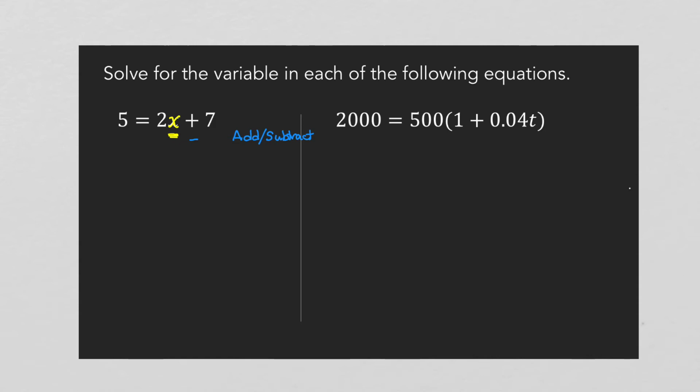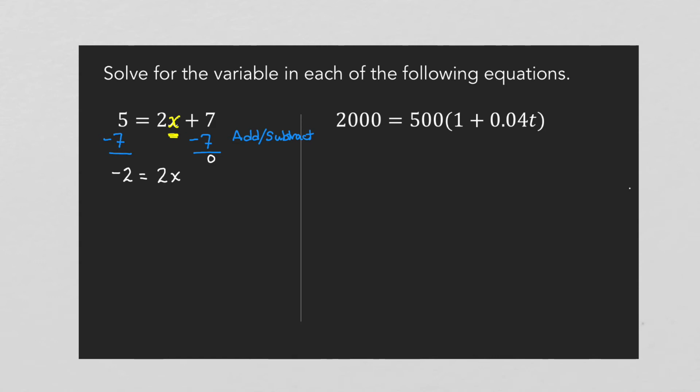That being said, if I have 7 being added, in order to get rid of it so that I can isolate x, I want to subtract 7 from both sides of that equation. On the left side, it gives me 5 minus 7, which is negative 2, equals 2 times x, and now plus 7 minus 7 is just 0. So 2x plus 0 is just 2x. And so that's the next step we have. Negative 2 equals 2 times x.